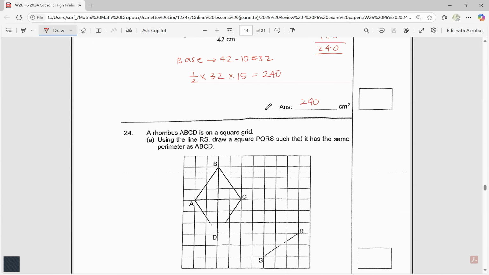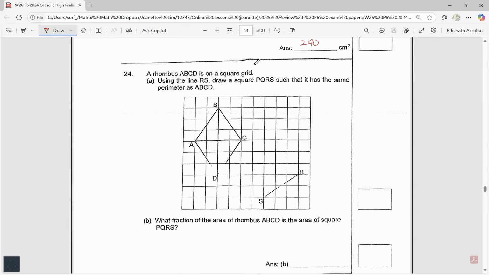Now the next one will be a little more challenging. A rhombus ABCD is on a square grid. Using the line RS, draw a square PQRS such that it has the same perimeter as ABCD. So basically the same perimeter as this rhombus here. So one side of the square will be the same as one side of the rhombus. So how do we check this?